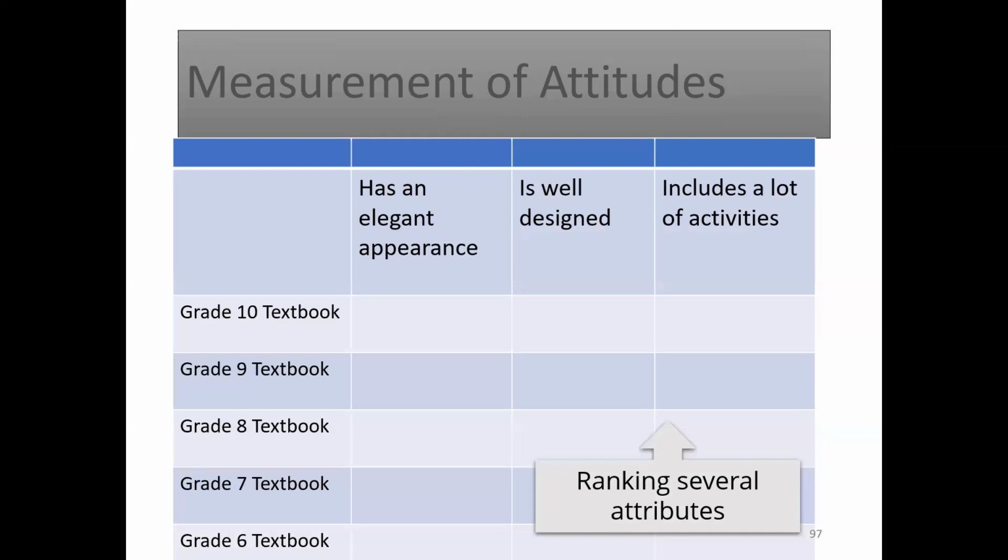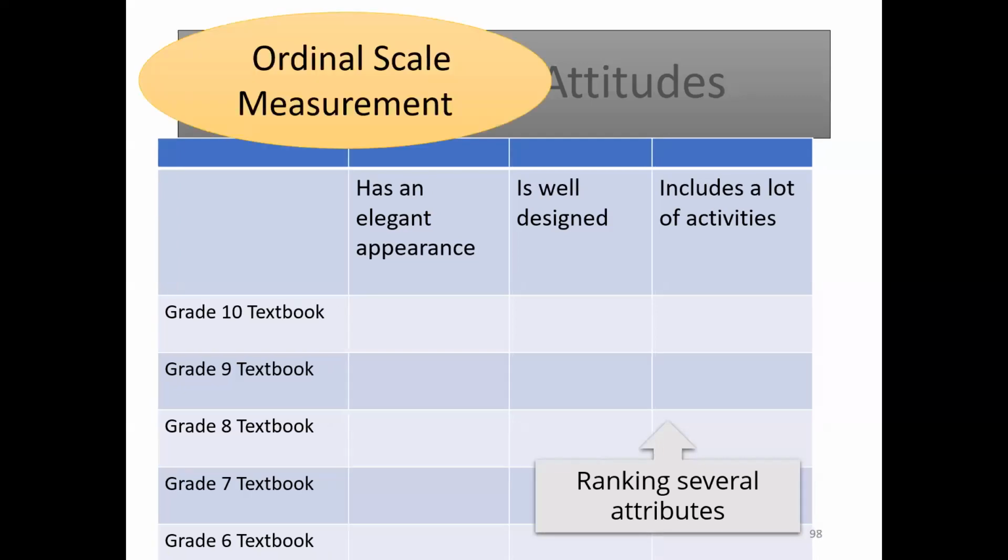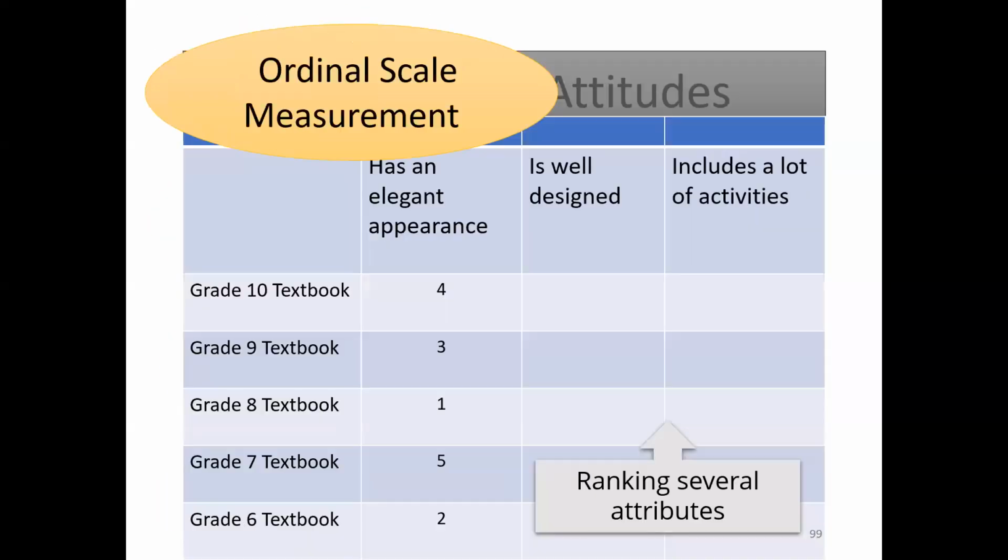So you can take other attributes. Example, textbooks. You decide what attributes are important: has an elegant appearance, well designed, includes a lot of activities. You ask the participants to rank grade 10, 9, 8, 7. So, has an elegant appearance. They will rank. Elegant appearance, grade 8 textbook is very, very beautiful. Number 1.